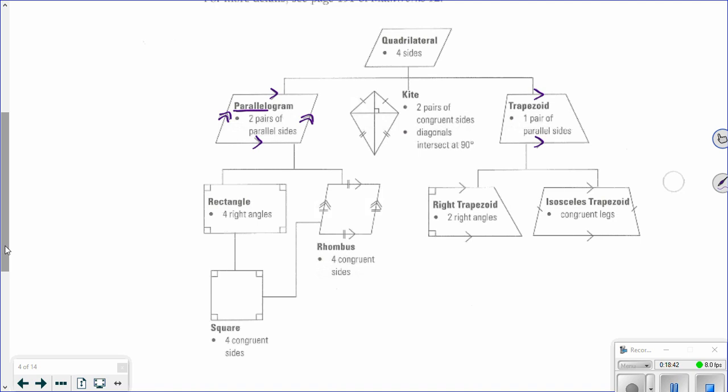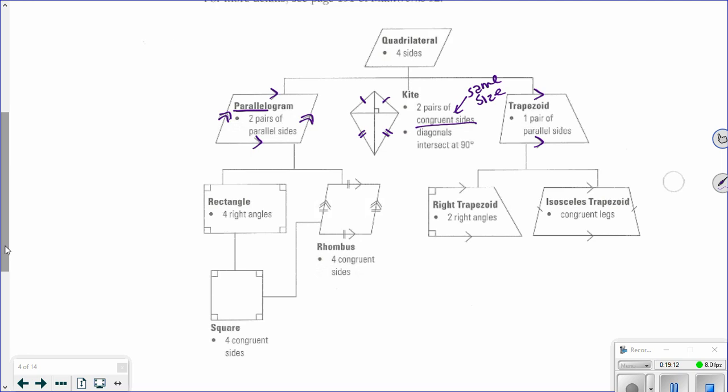A kite is two pairs of congruent sides. Congruent sides are the same sides. And our diagonals intersect at 90 degrees. So we have 90-degree corners on our kite. So the top two are the same size, the bottom two are the same size, but there's no parallel lines. Congruent just means the same size.